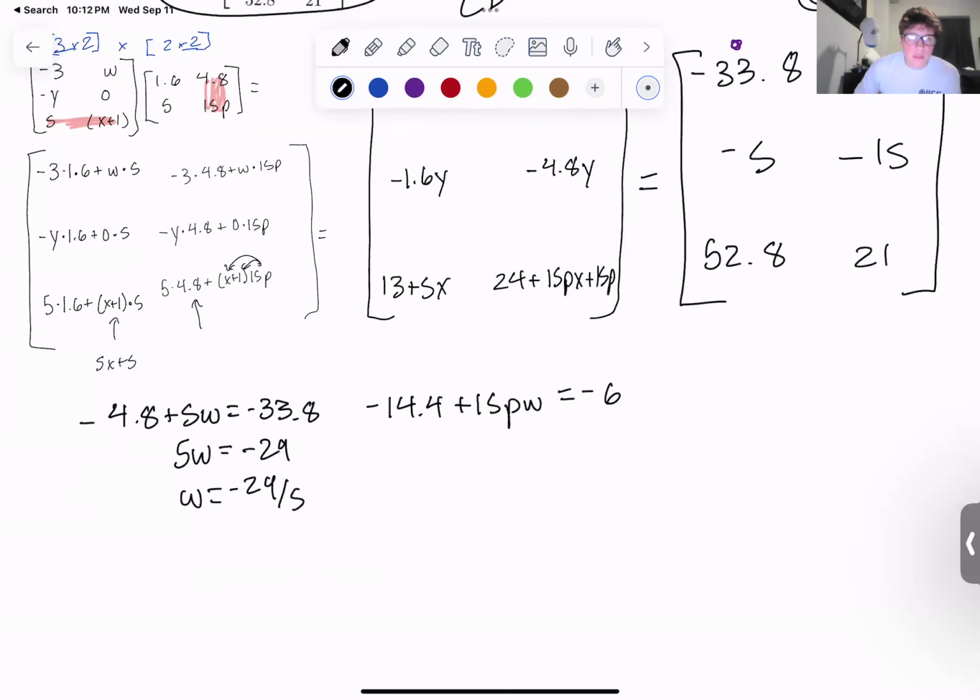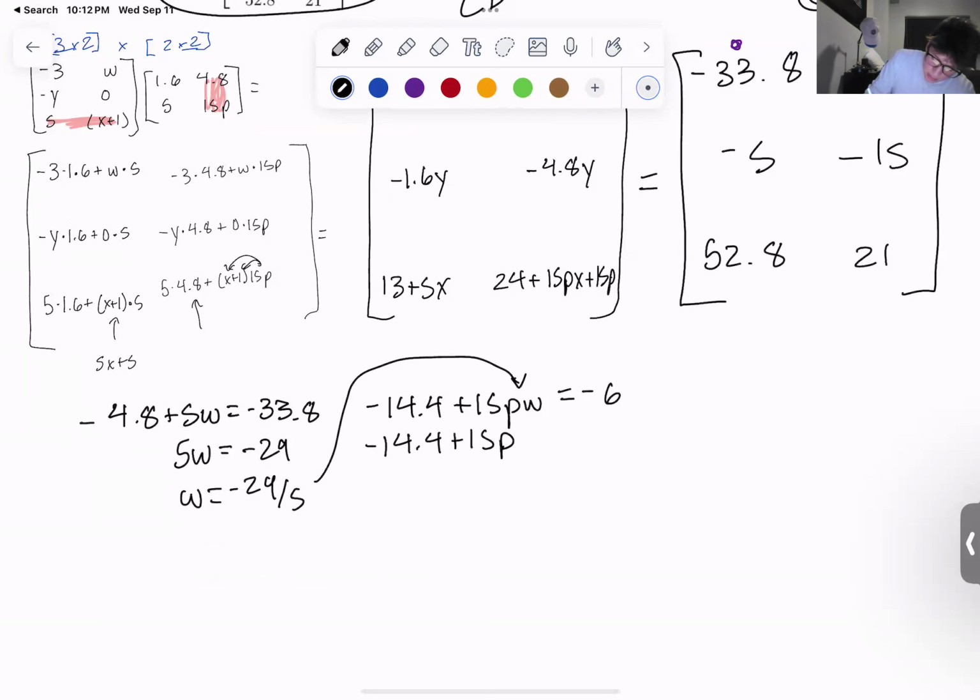Negative 14.4 plus 15pw equals negative 6. Well, we have two variables there. So how do we do that? Well, we just found w, right? So you can plug that w in. So negative 14.4 plus 15p times negative 29 over 5 equals negative 6. I can bring that negative 14.4 over, and then I multiply 15 times negative 29 over 5. So I have negative 87p equals negative 6 plus 14.4, which is 8.4. So p equals 8.4 divided by negative 87.